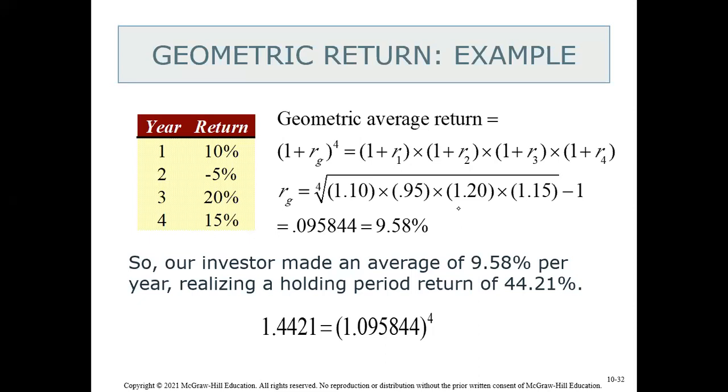So if you take 1.10 times 0.95 times 1.20 times 1.15, I'm following the steps in your book. You get 1.4421. Raise that to the 1 divided by the number of returns, so 1/4. So I'm going to raise it to the 0.25 power, and you get 1.095844. Subtract 1, and that's your geometric return. So that's saying the investor made an average of 9.58% per year over a holding period return of 44.21%.